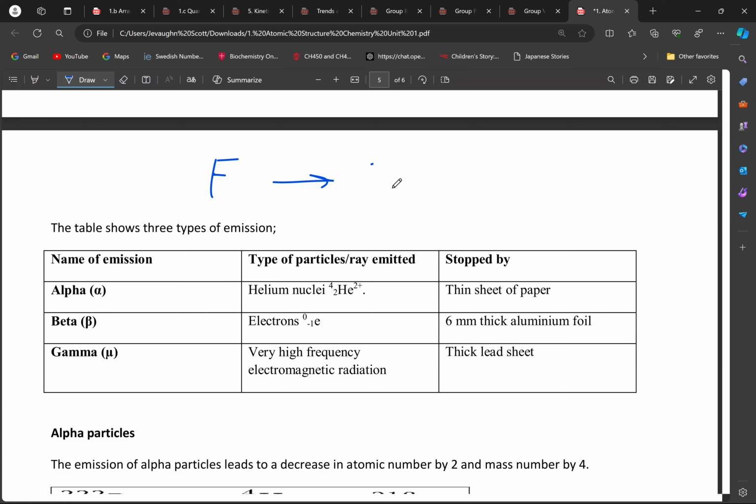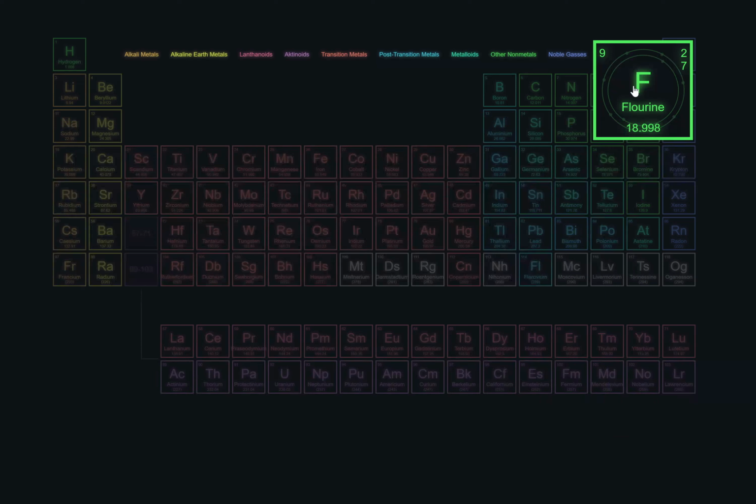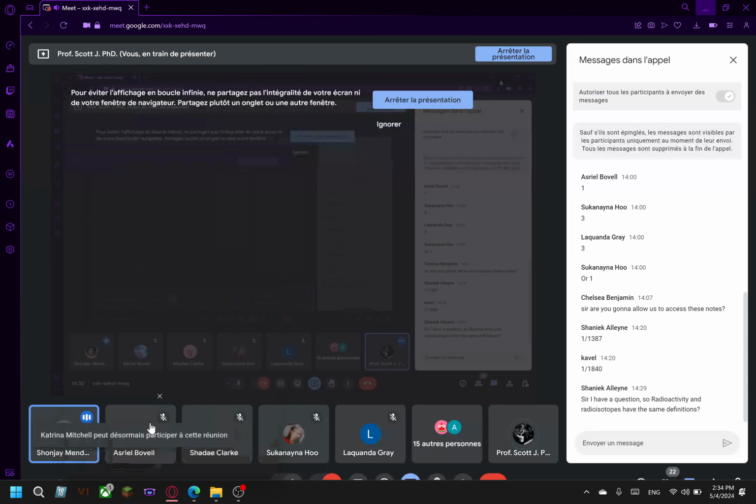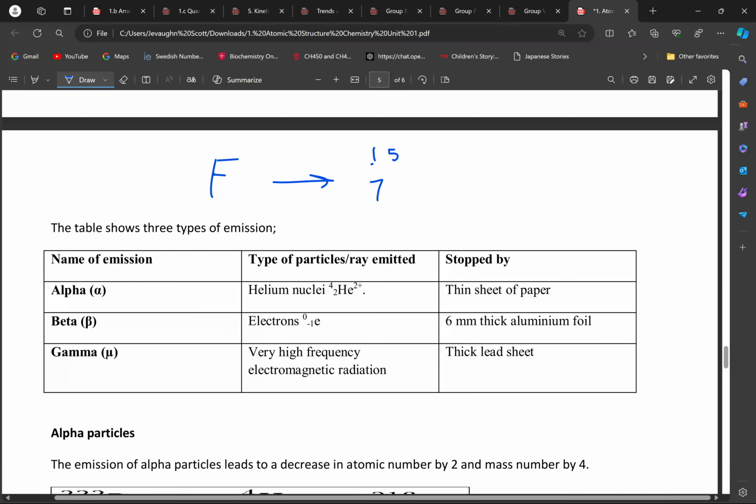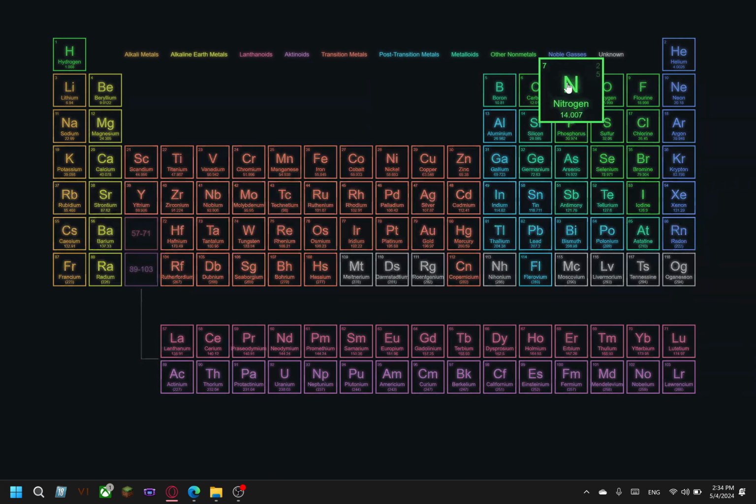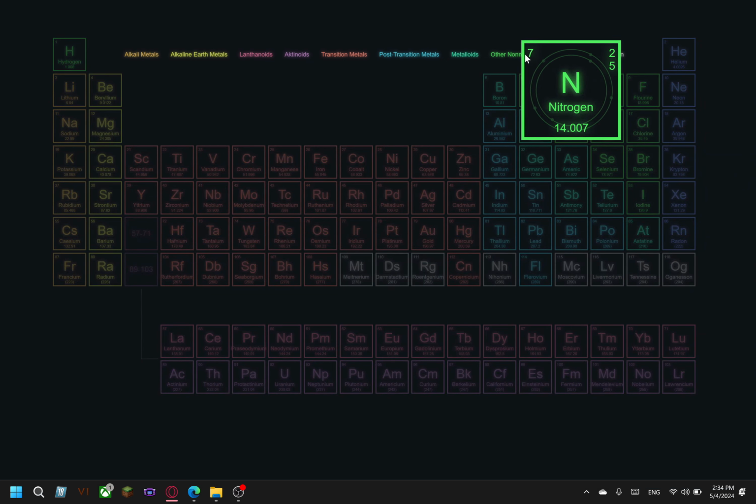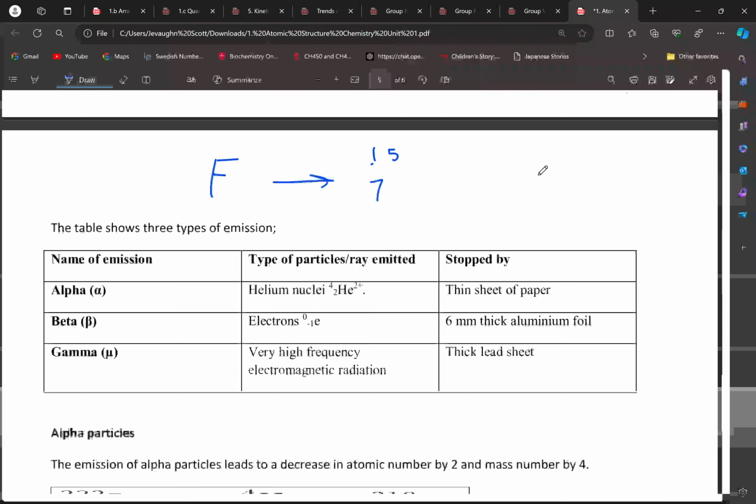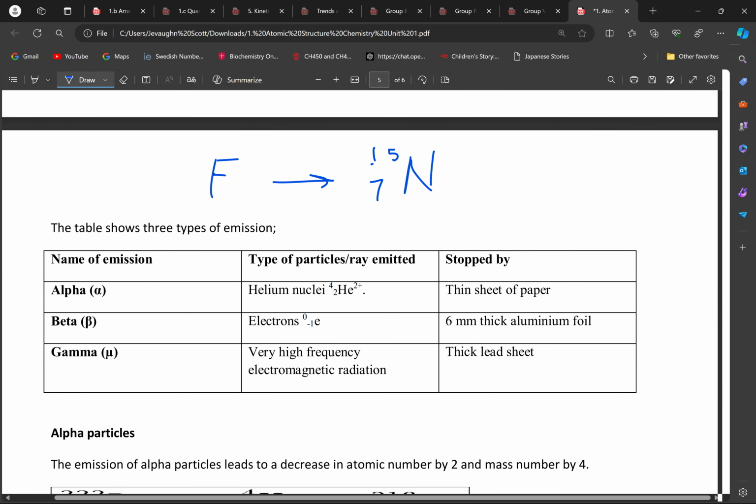So it's 19 minus 4, which is 15. And the atomic number is 9, so if we take away 2 from 9, we get 7. Lovely. And the element corresponding to atomic number 7 would be nitrogen. So here it would be our nitrogen-15.